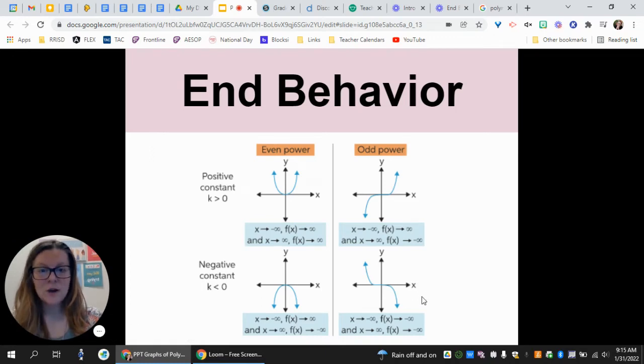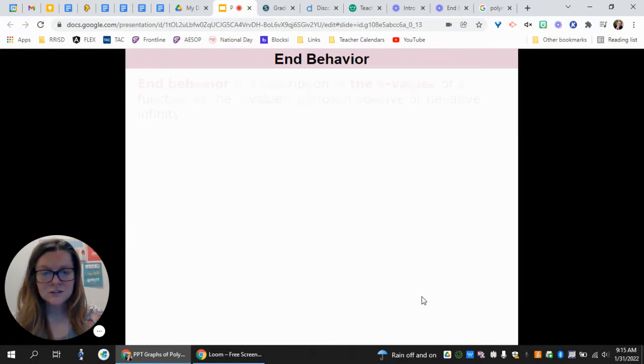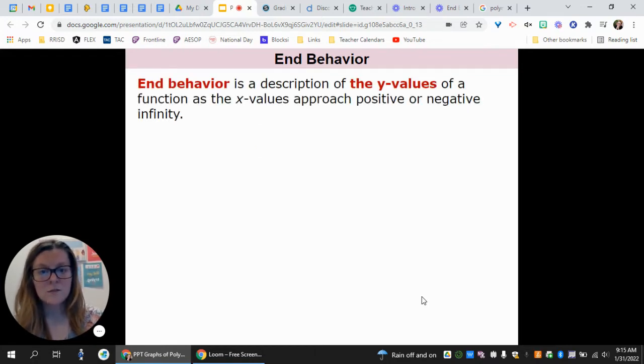Alrighty, y'all. So let's talk about how we can write the end behavior of our polynomial functions. So just a reminder about end behavior. End behavior is the description of the y values of a function as x approaches positive or negative infinity.